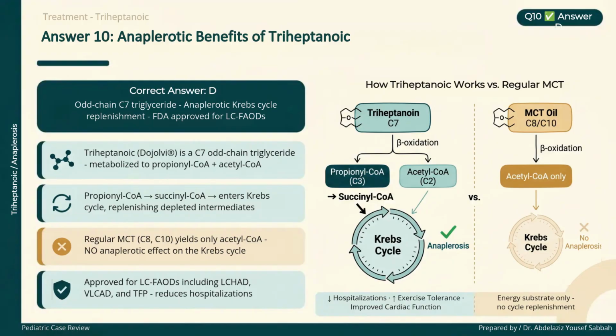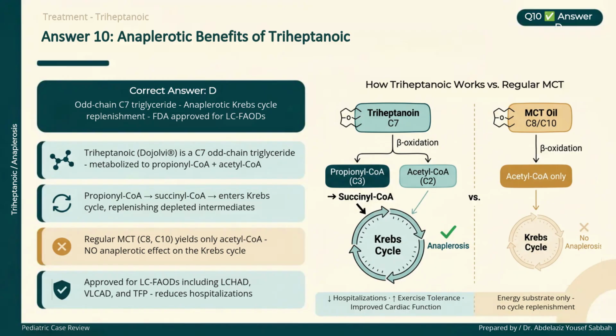The correct answer is option D. Triheptanoin, brand name Dojolvi, is an odd-chain C7 triglyceride. When it undergoes beta-oxidation, it is metabolized to both propionyl coenzyme A and acetyl coenzyme A. The propionyl coenzyme A is converted to succinyl coenzyme A, which enters the Krebs cycle and replenishes depleted cycle intermediates. This replenishment is called anaplerosis.